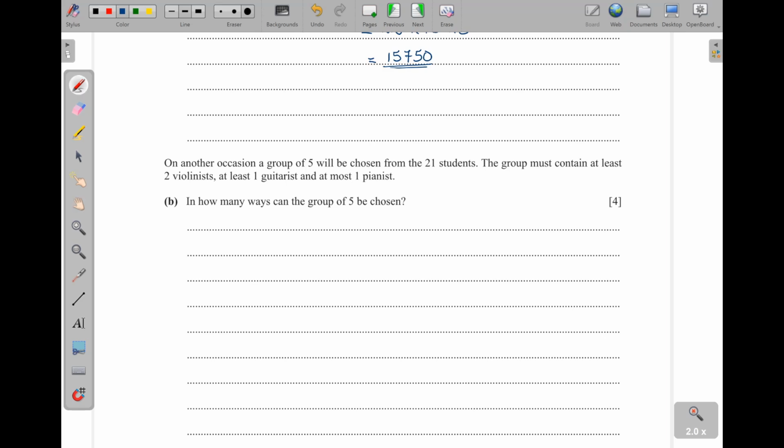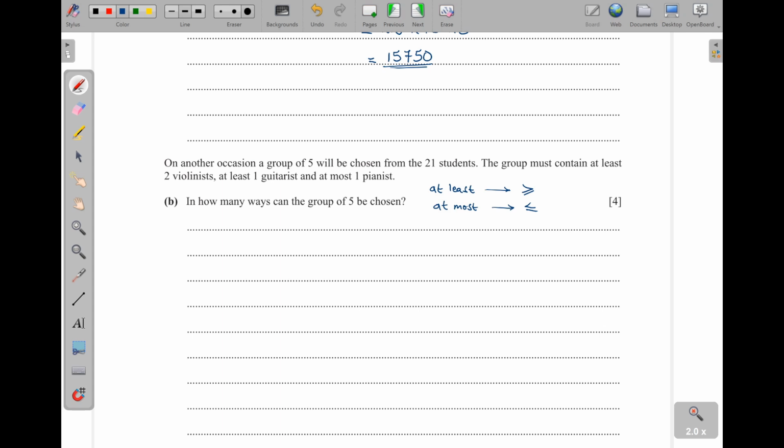Then they are saying on another occasion, a group of 5 will be chosen from the 21 students. The group must contain at least 2 violinists, at least 1 guitarist, and at most 1 pianist. Okay, now we should know the meaning of these words. If we say at least, this one means greater or equal. Okay, then at most, this one means less than or equal.